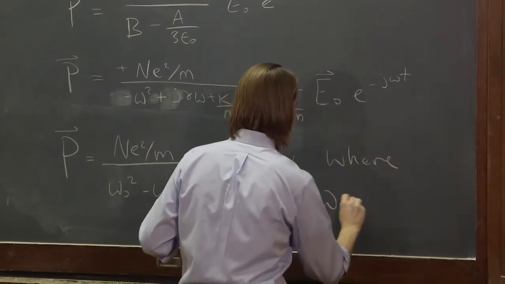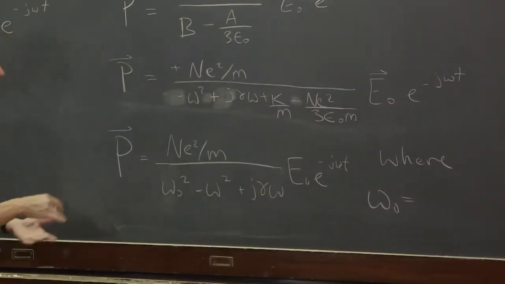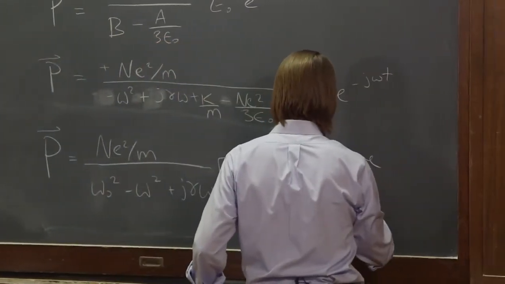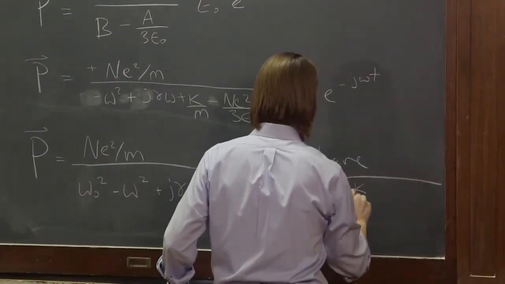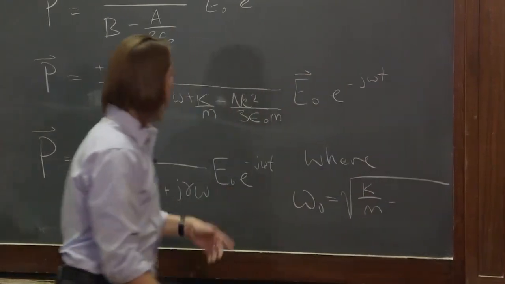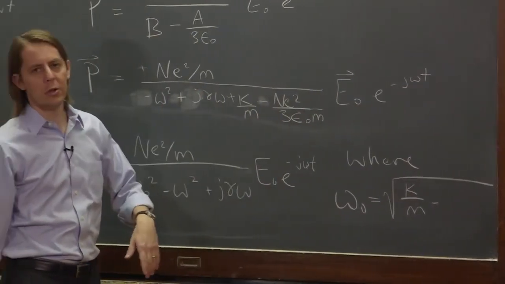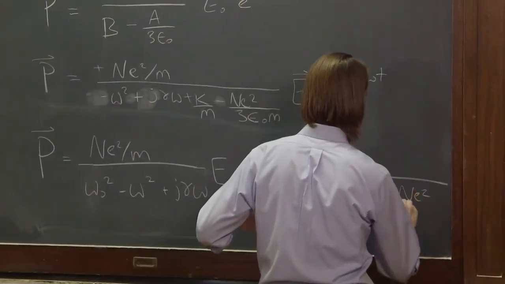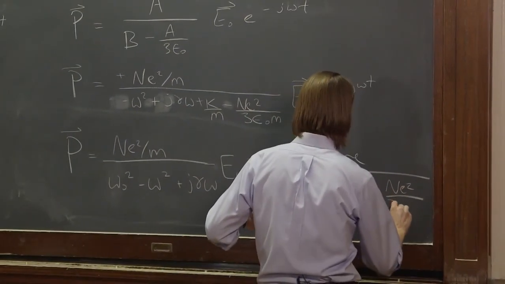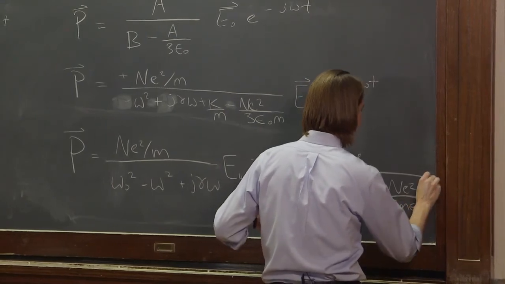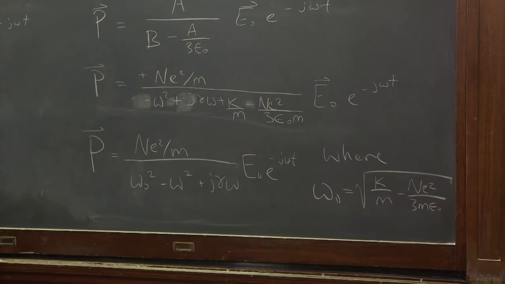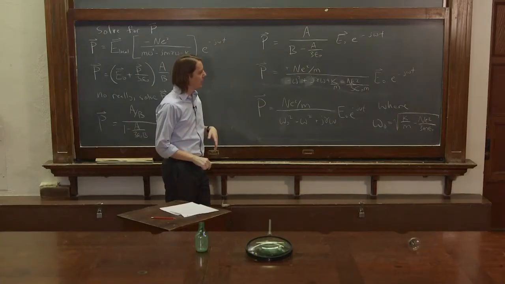Omega naught, the natural frequency of this resonance system, is what? It's a square root of k over m. That sounds familiar. Minus n e squared over 3m epsilon naught. That doesn't sound so familiar, but it's not surprising. This is more complicated than a mass on a spring. It has extra terms in it.